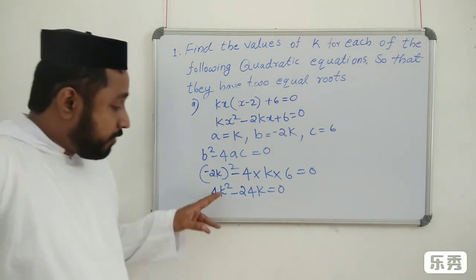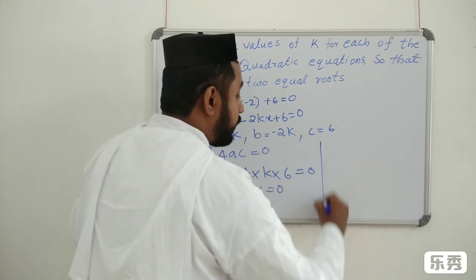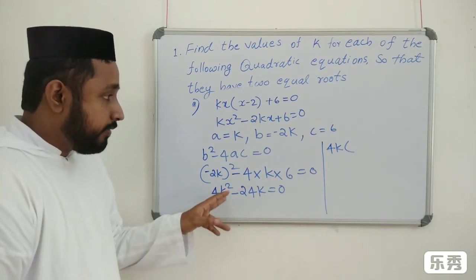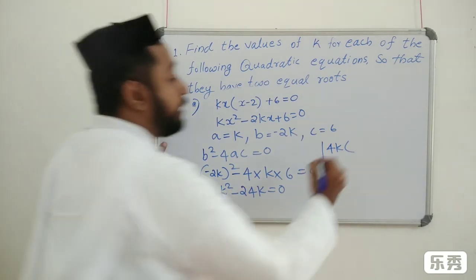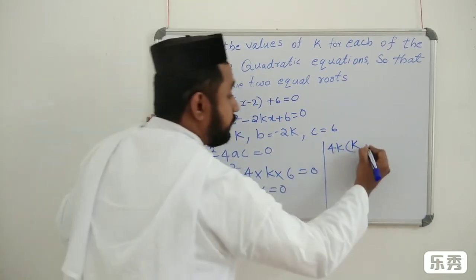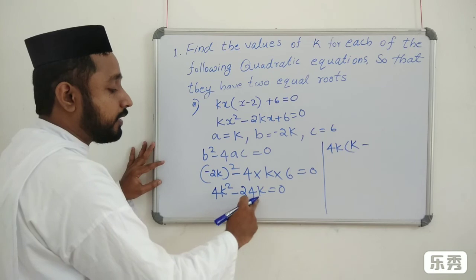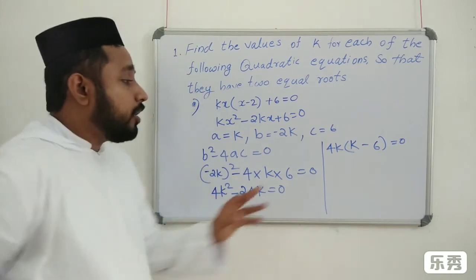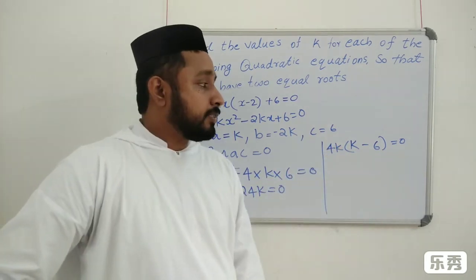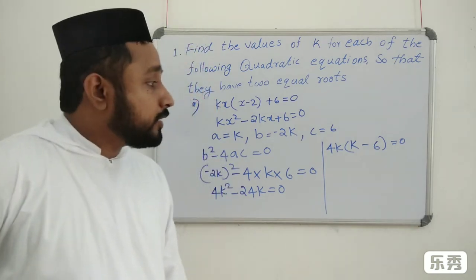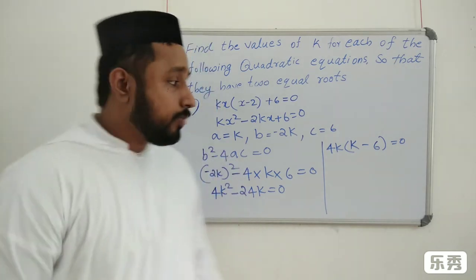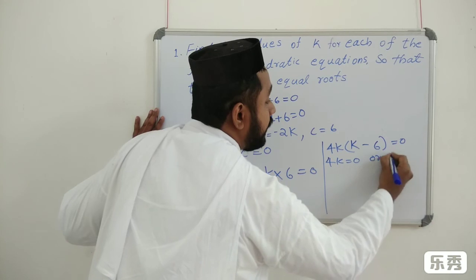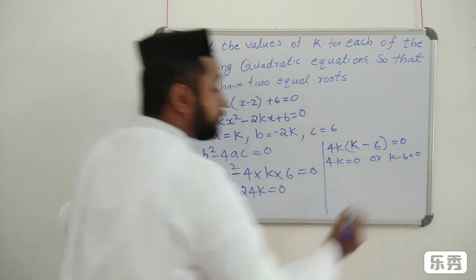Let us take 4k outside. When we take 4k outside, we will get the remaining k minus, and when we take 4k outside from 24k, we will get 6, which is equal to 0. So we got 4k into k minus 6 is equal to 0, which means either 4k is equal to 0 or k minus 6 is equal to 0.